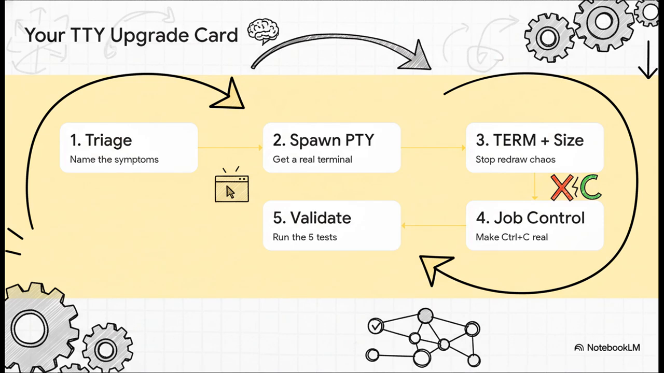So this is it. This is your takeaway, your personal TTY upgrade card. It's 5 steps every time. Triage. What are the symptoms? Spawn PTY. Get a real terminal. Term and size. Fix the visuals. Job control. Make Control+C work. And validate. Run the 5 tests. This is the process. This is the discipline that keeps you calm when things get crazy.